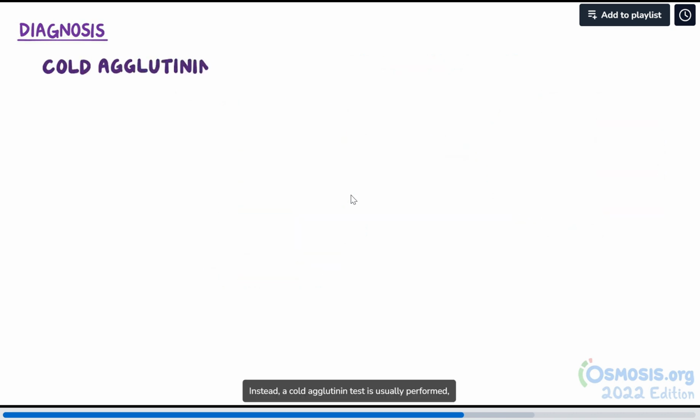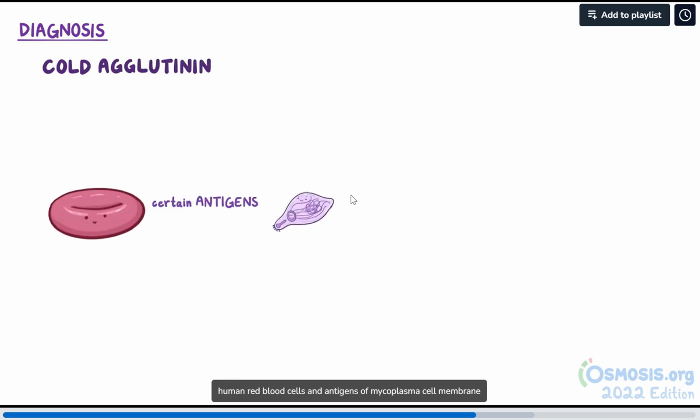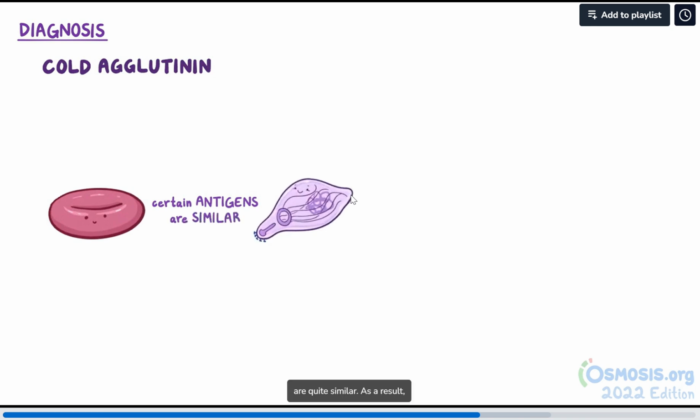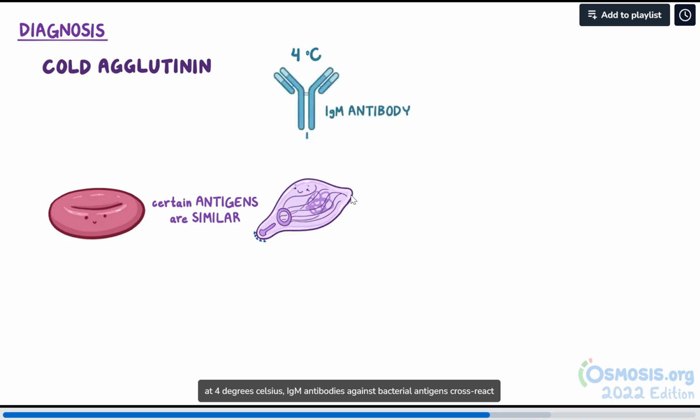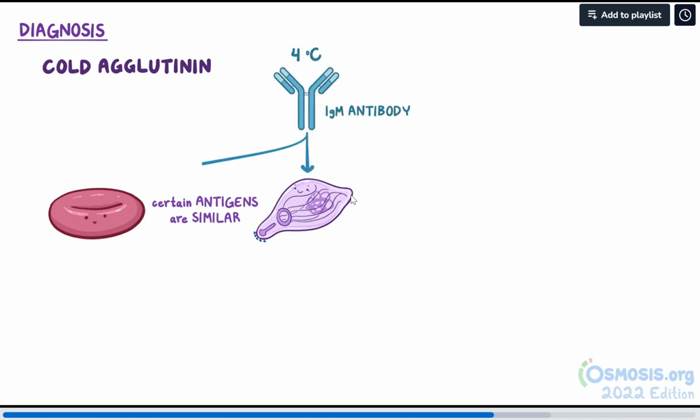Instead, a cold agglutinin test is usually performed, which is based on the fact that certain antigens of human red blood cells and antigens of Mycoplasma cell membrane are quite similar. As a result, at 4 degrees Celsius, IgM antibodies against bacterial antigens cross-react with human red blood cell antigens and make them agglutinate, or clot.